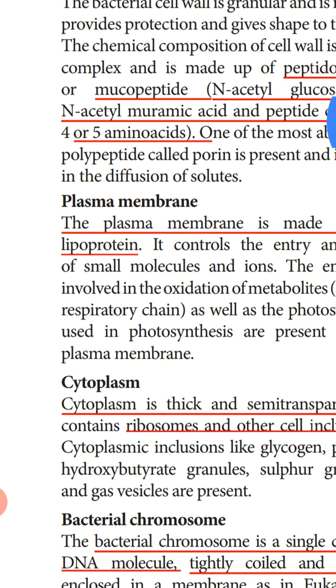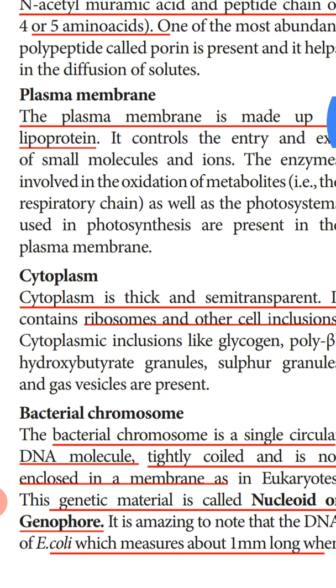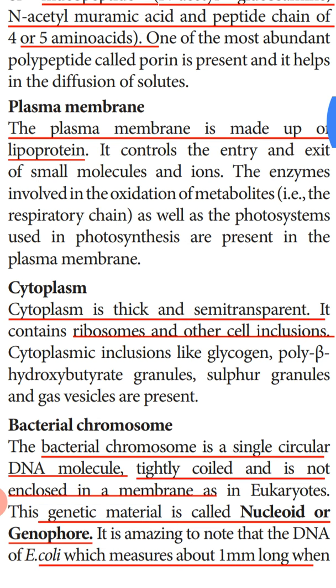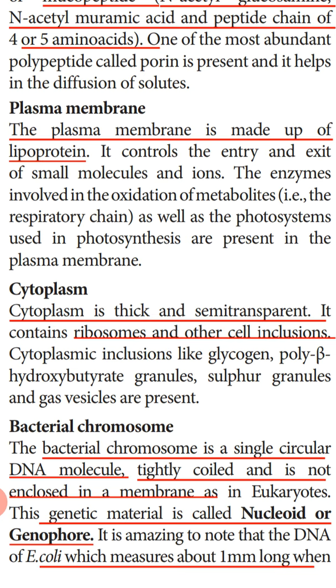Next, you are going to study about the cytoplasm. Cytoplasm is thick and semi-transparent. It is surrounded by the plasma membrane, and it contains ribosomes and other cell inclusions. Cytoplasmic inclusions include glycogen, poly-beta-hydroxybutyrate granules, sulfur granules, and gas vesicles. So the cytoplasm consists of ribosomes and some other cell inclusions.